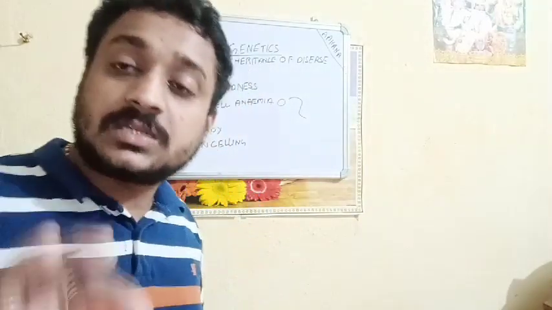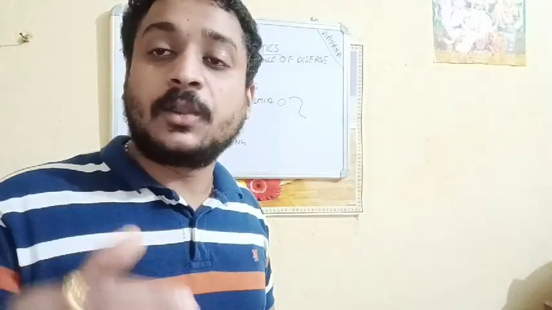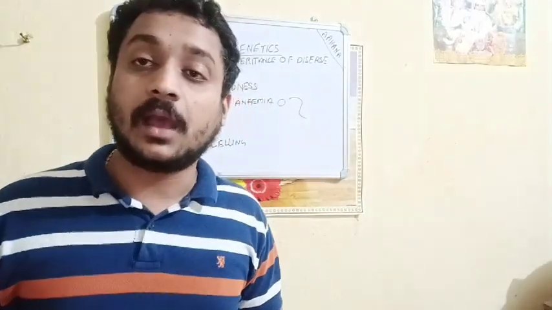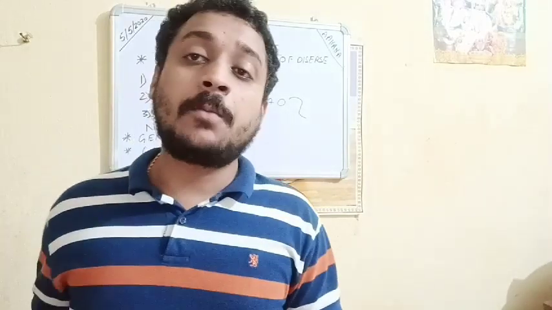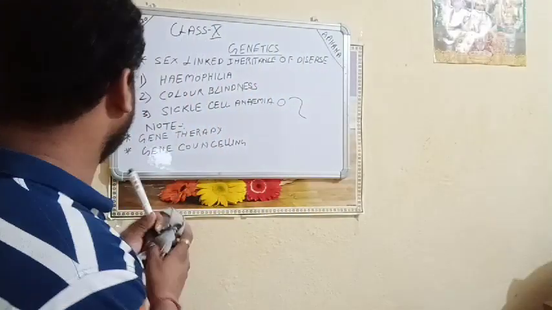But instead of putting hemophilia, we are putting the symbolization for hemophilia as H, the symbolization for sickle cell anemia as S, or color blindness as C, like that only. That is the only difference, and there are no such extra things. So just have a look at it, everyone. So we shall start.